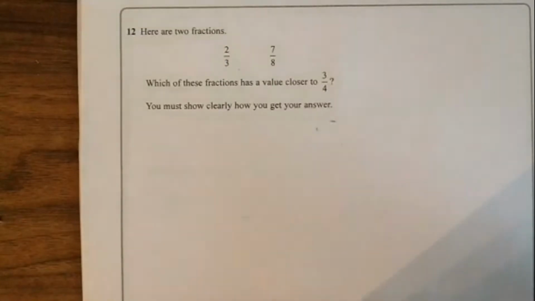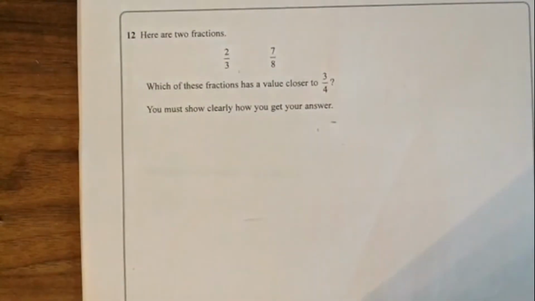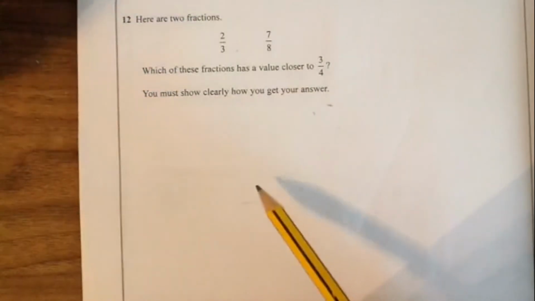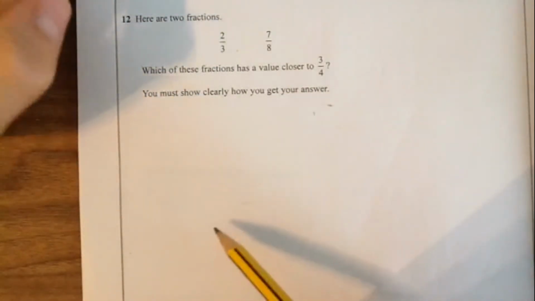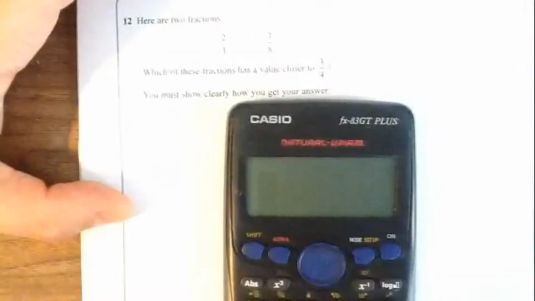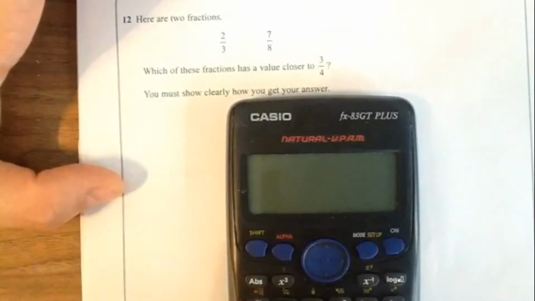Here are two fractions. Which of these fractions has a value closer to 3/4? You must clearly show your answer. Okay. Now, there's two ways we could do this. We can make them all have the same denominator and then compare, or we can change them into decimals. First one, I'm going to change them into decimals. Now, my calculator will change it to a decimal for me. I won't have to do anything.